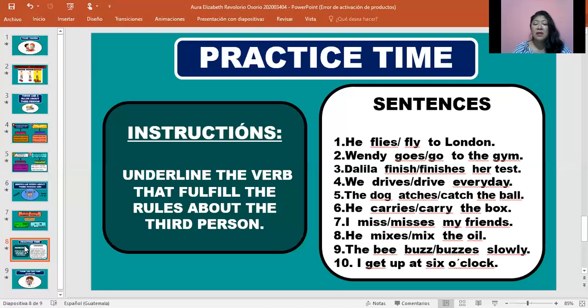Practice time. Instructions. Underline the verb that fulfills the rules about the third person. There are 10 sentences that will help you to practice the rules about the third person. If you have a question, please let me know.